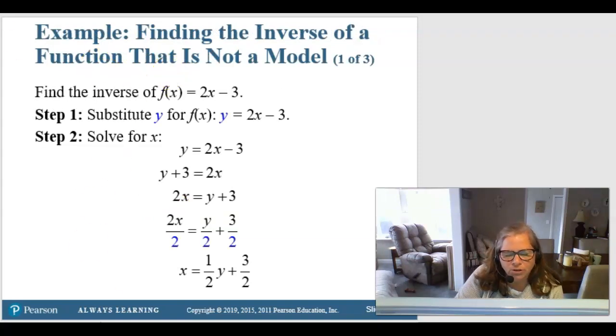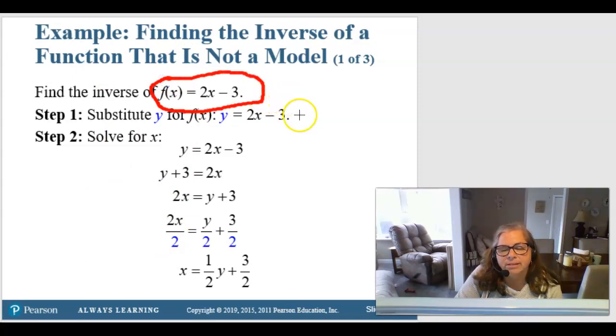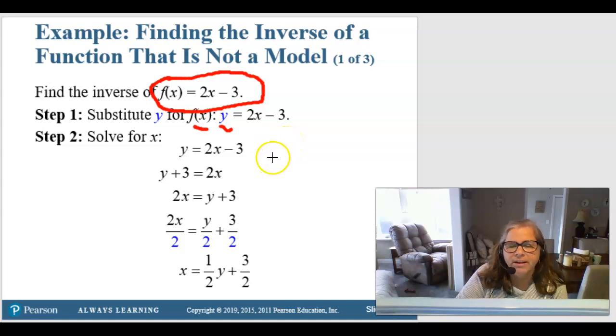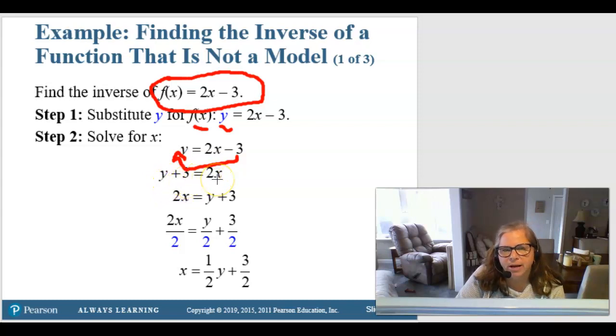So our original function is f of x is equal to 2x minus 3. Step 1 says replace f of x with y. So now we have y is equal to 2x minus 3. The next step says solve for x. So we're going to add 3 to each side. So we have y plus 3 is equal to 2x.